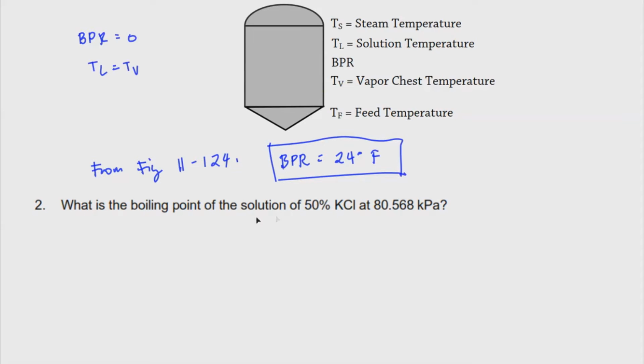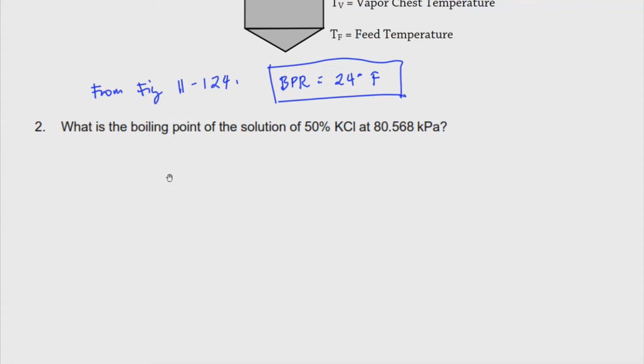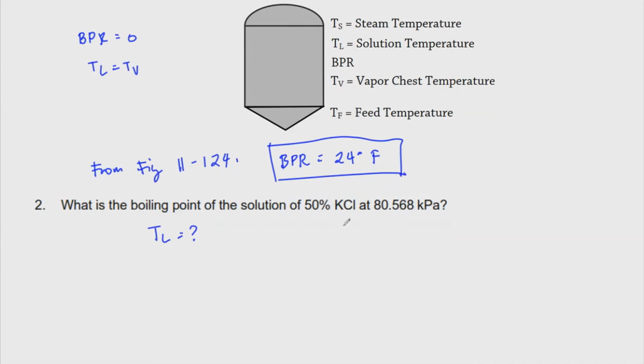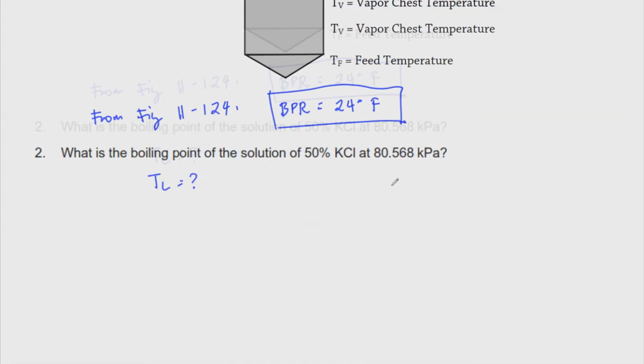Now, this problem naman asks us about what is the boiling point of the solution at 50% KCl at 80.568 kilopascal. So, we know very well that this is looking for our T sub L because that's the boiling point of the solution. Remember, sinabi ko before na if you have a vapor chest temperature and then you add the BPR, you'll be able to get your TL. And then sabi dito, meron tayong 50% KCl and then 80.568 kilopascal.